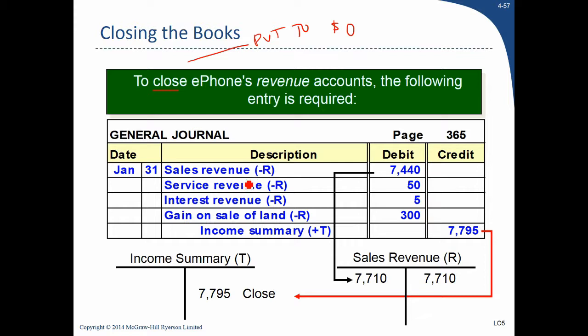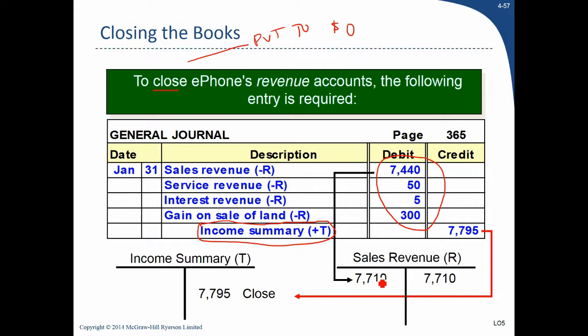So sales revenue, service revenue, interest revenue, and gain on sale of land, these were all credit balances for that amount. Immediately before we made this entry, we had sales revenue of $7,440, service revenue of $50, interest revenue of $5, and a gain on sale of land of $300, all with a credit balance because these are revenue accounts. But we're debiting them all. You can't have all debits, no credits, right? We're crediting our temporary income summary account, just as a placeholder.